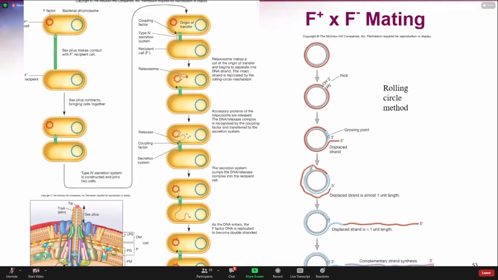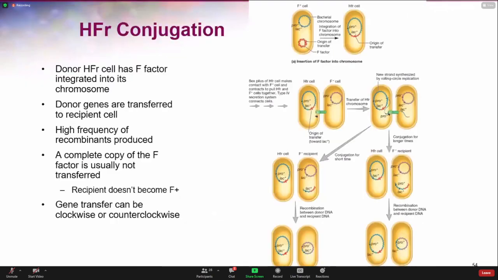So this is when the F factor is external to the genomic DNA. What happens when the F factor is actually inserted into the genome? Once it's inserted into the genome, it can take part in what we refer to as high frequency recombination. And so we refer to this conjugation process as high frequency conjugation.